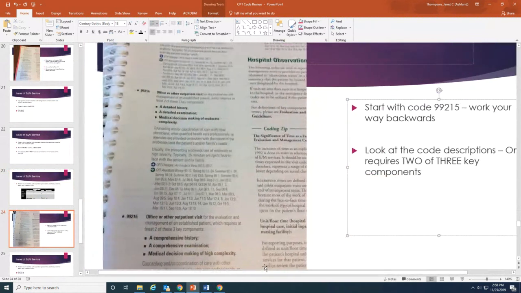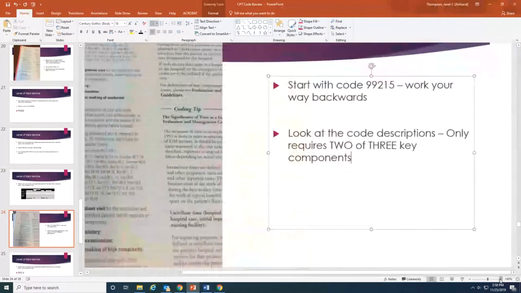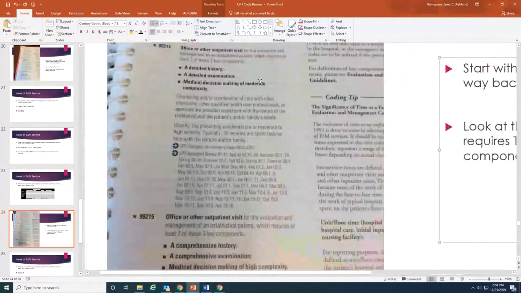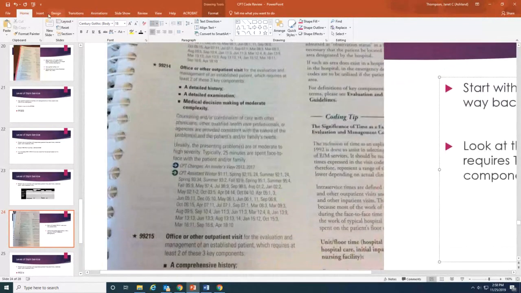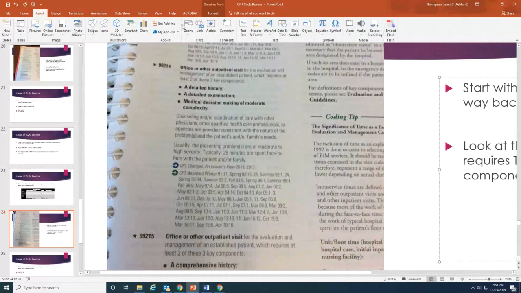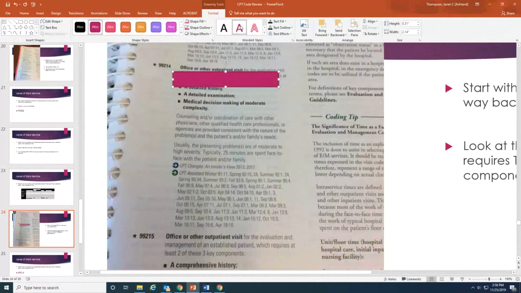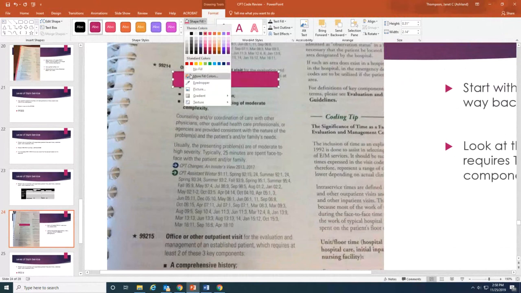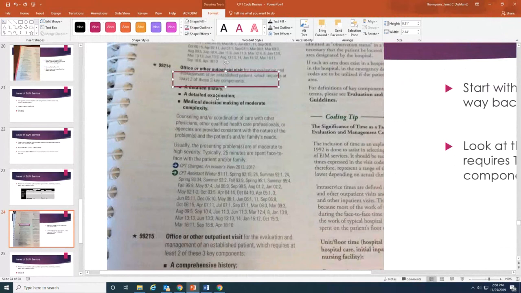And if we look at the code description, these established patient codes are going to say they only require 2 of the 3 key components. Let me get my shape here so I can highlight this. Okay, right there it says on the code description, 2 of the 3 key components.